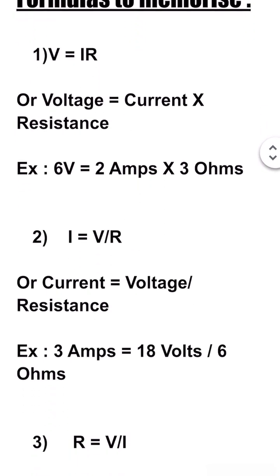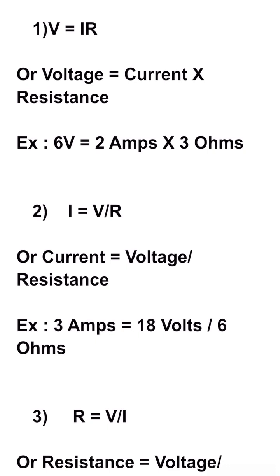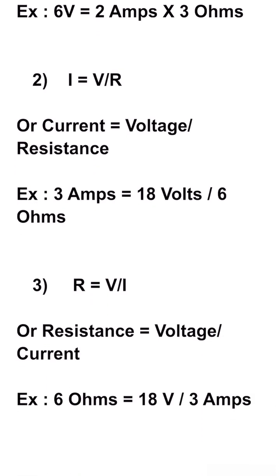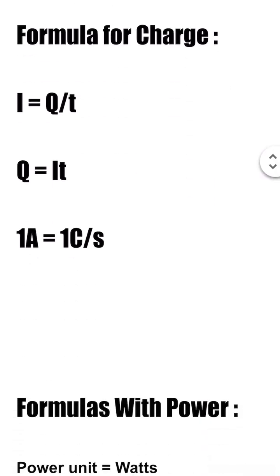Here are some formulas that you need to memorize. Number 1, V is equal to IR. Number 2, I is equal to V by R. And number 3, R is equal to V by I. Formulas for charge: I is equal to Q by T, Q is equal to IT, and 1 ampere is equal to 1 coulomb per second.